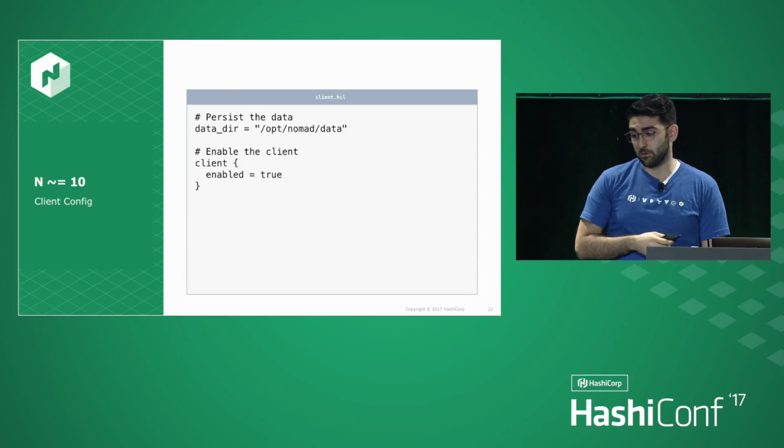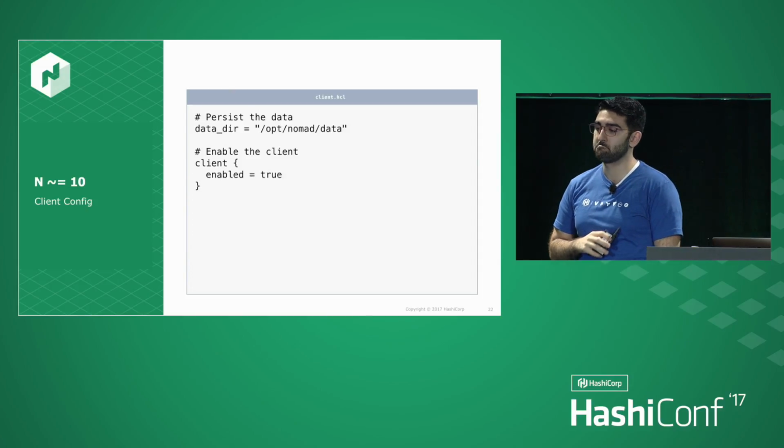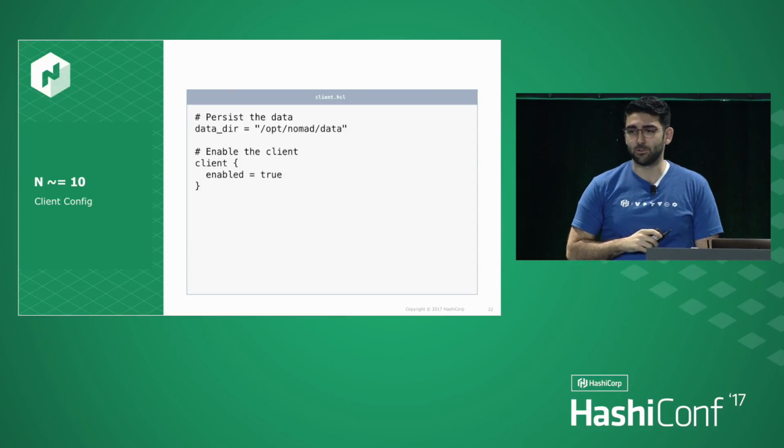And the client config would look like this. Write your data to that directory and enable the client. And you would run 10 instances of this. So how the heck does this give you a 10-node cluster?